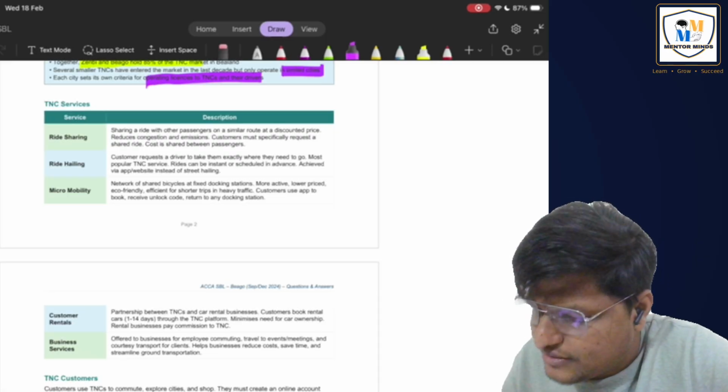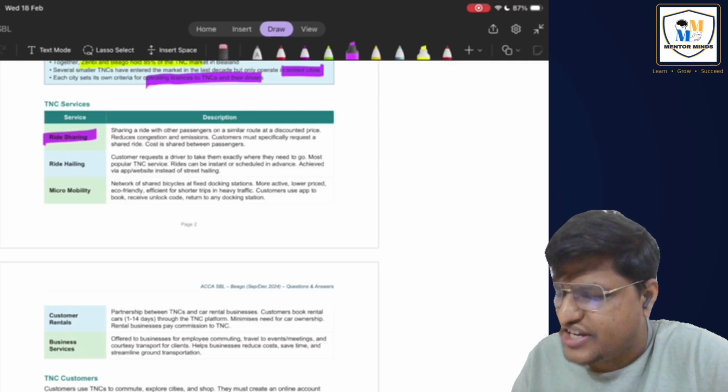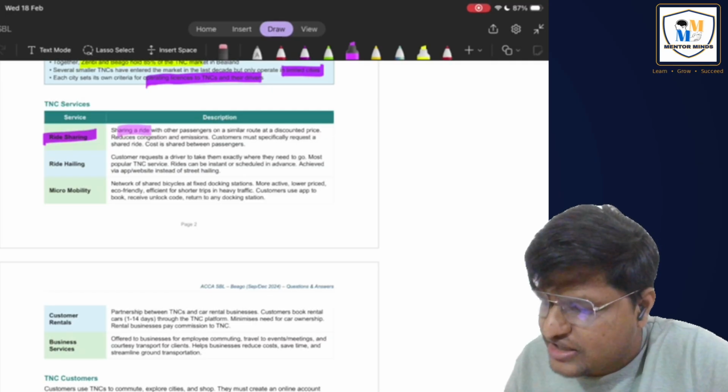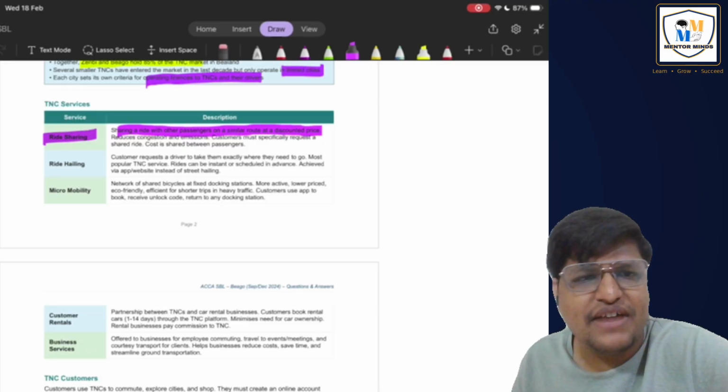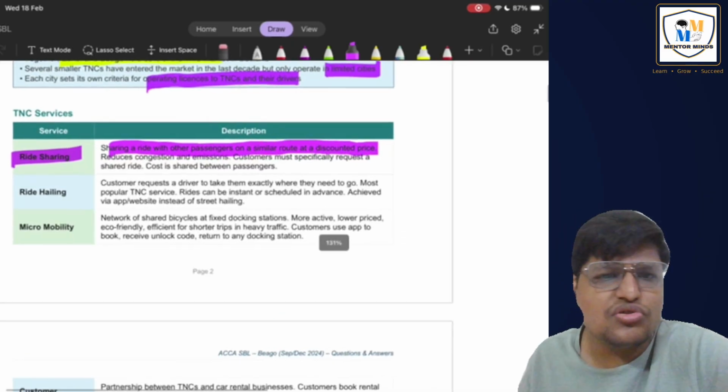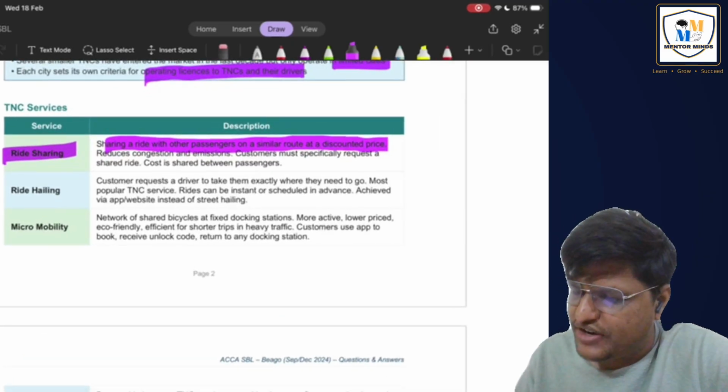First service that TNC is providing is ride sharing. Sharing a ride with other customers on a similar route at a discounted price. Because obviously there are five people instead of one. So it will be helpful for everyone.